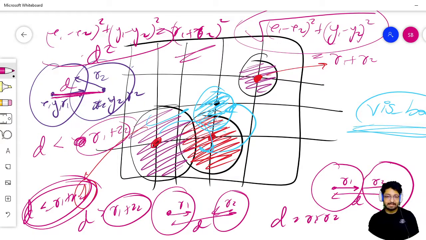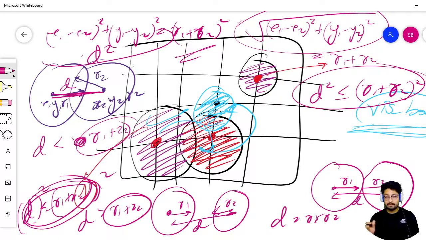So this is actually similar. If we have to check that d should be less than r1 plus r2, just square both sides. So that's what we are checking here. If d square is less than or equal to r1 plus r2 whole square, then the bombs are intersecting, and our answer is correct. That's the whole logic behind this problem, nothing else.